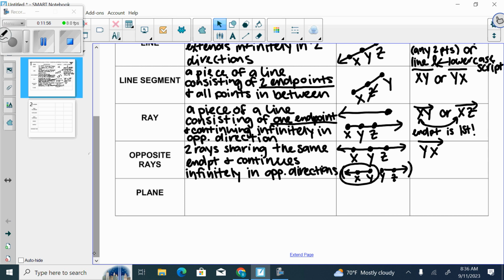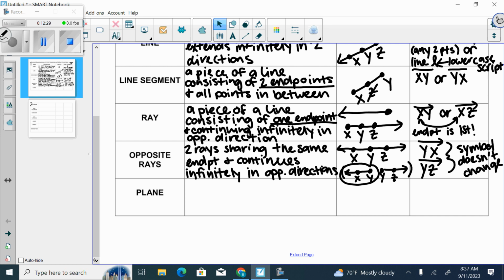Okay, and what would I name the other ray? YZ, very good. So no matter which direction, the symbol doesn't change. Up above the letters, don't flip the direction of it. Okay.